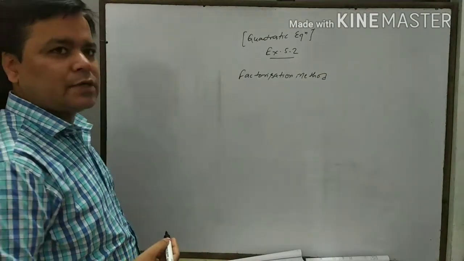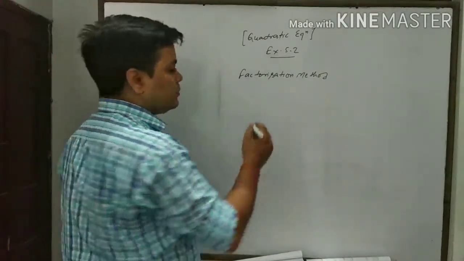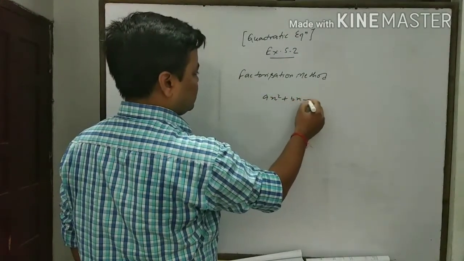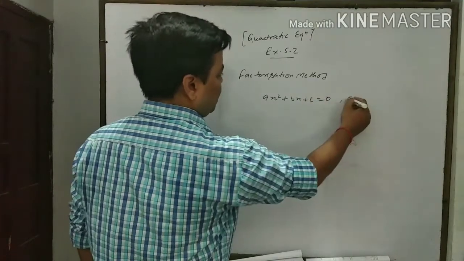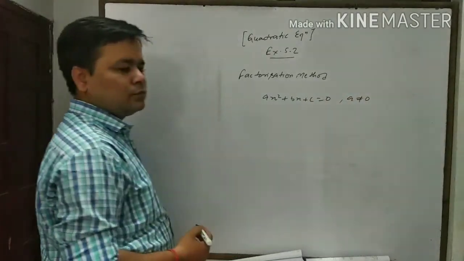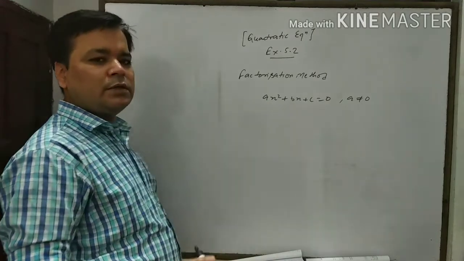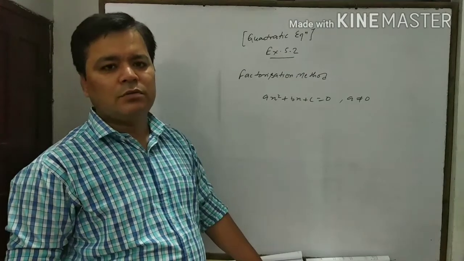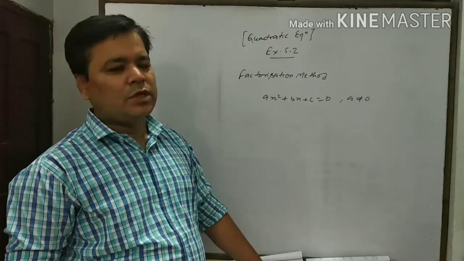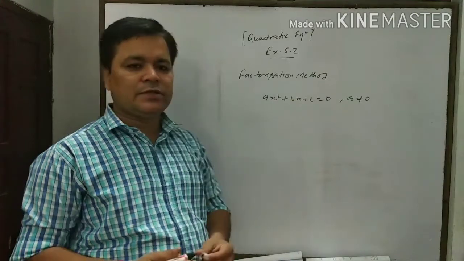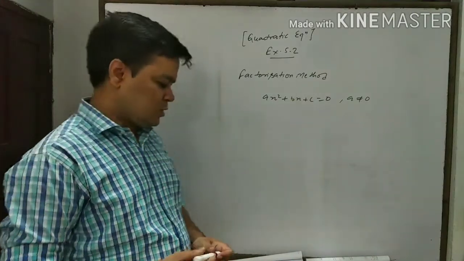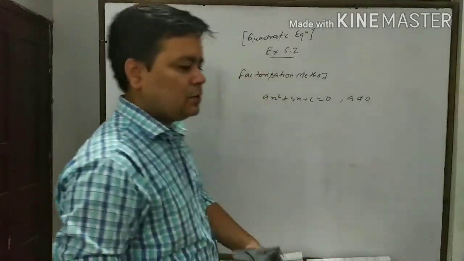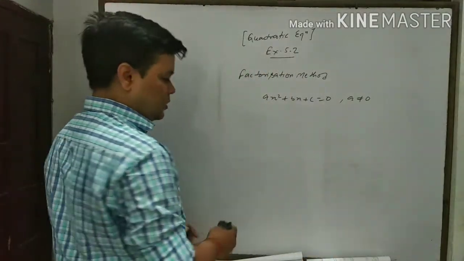And you know that in the factorization method, the standard form of the quadratic equation is ax square plus bx plus c is equal to 0, where a is not equal to 0. In my last video class, I also explained how to solve the quadratic equation with the help of this method. Here I choose some questions from exercise 5.2 and I am going to explain them. So let us start.